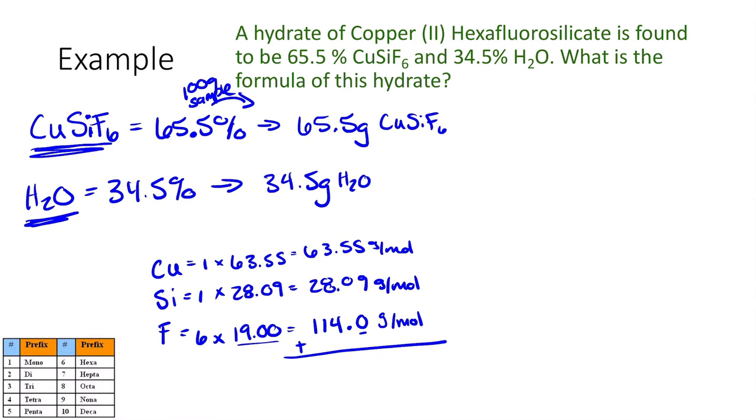So I've got 63.55 plus 28.09 plus 114. And that's going to be 205.64 in my calculator, but remember I can only have one decimal place, so it's going to be 205.6 grams per mole. All right, so there's my molar mass for copper(II) hexafluorosilicate. And now I need the molar mass for water.